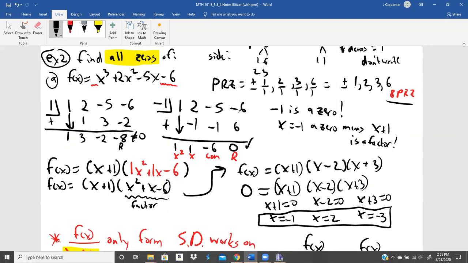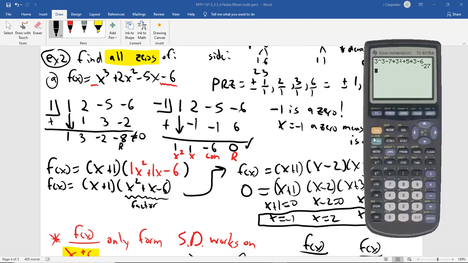So let's pull out our calculator. Let's turn it on. Let's go to the graph screen and let's show you how you can alleviate testing 4 or 5 or 10 possible zeros and go straight to one that works. So let's go to y equals x to the 3rd plus 2x squared minus 5x minus 6. Let's make sure I type that right. X cubed plus 2x squared minus 5x minus 6. And let's go to graph.